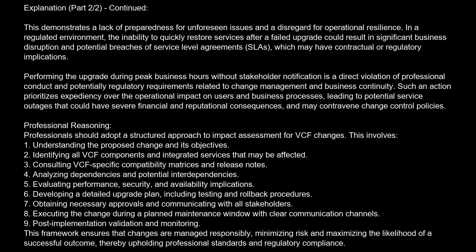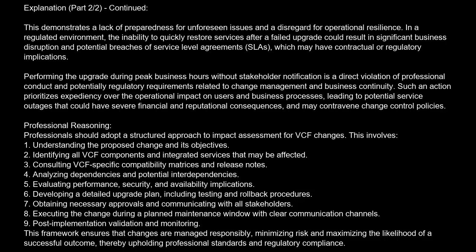Professional reasoning. Professionals should adopt a structured approach to impact assessment for VCF changes. This involves: 1. Understanding the proposed change and its objectives. 2. Identifying all VCF components and integrated services that may be affected. 3. Consulting VCF-specific compatibility matrices and release notes. 4. Analyzing dependencies and potential interdependencies. 5. Evaluating performance, security, and availability implications.